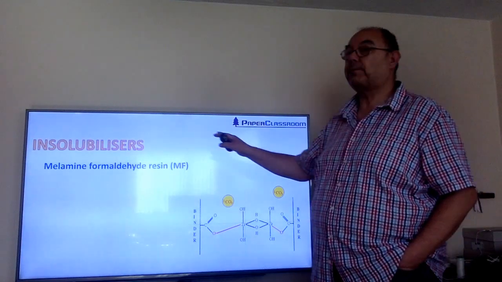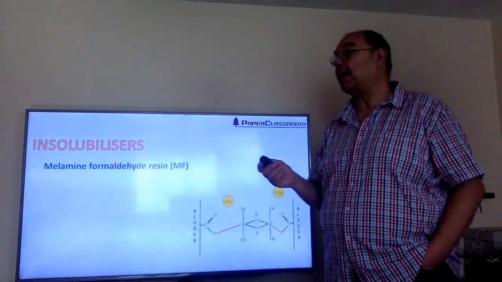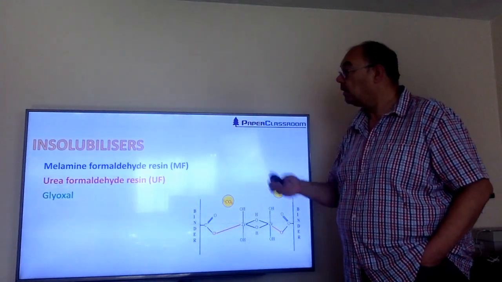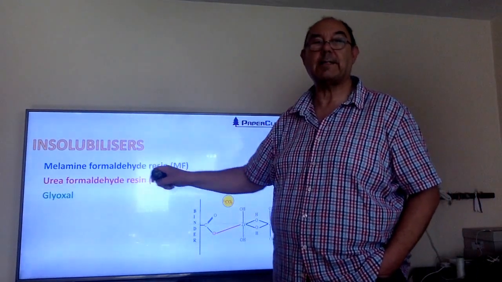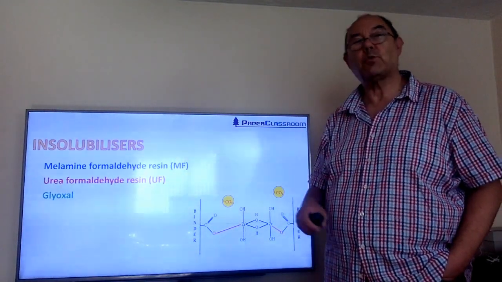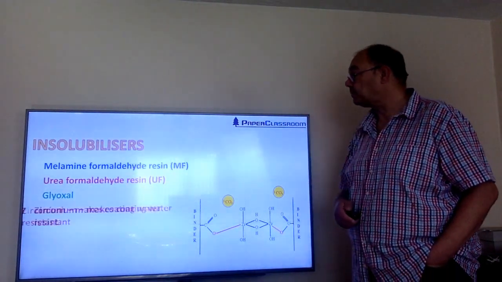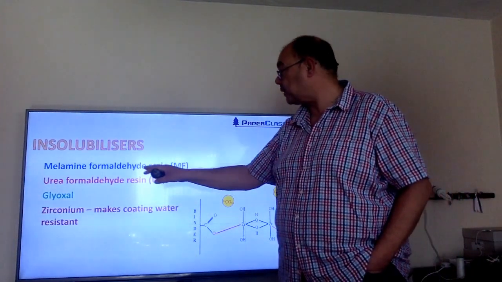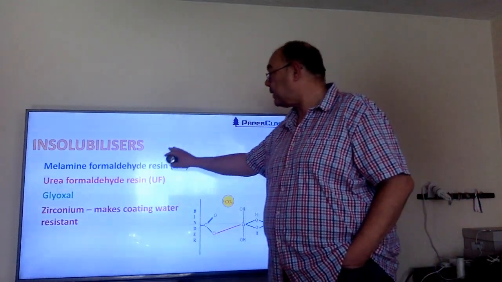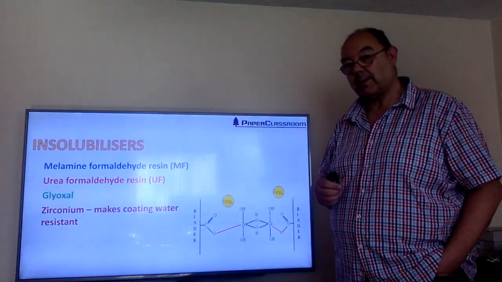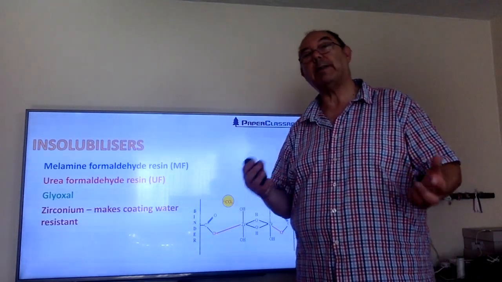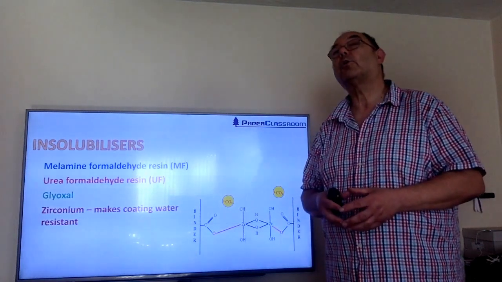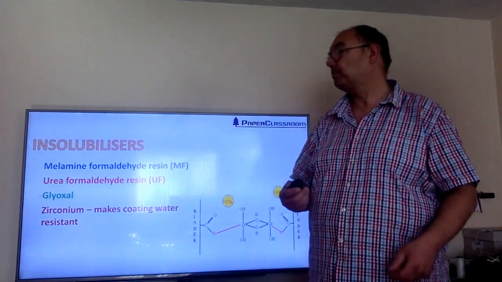The first types of materials that we used were things like melamine formaldehyde resins and urea formaldehyde resins. Glyoxal is fantastic with starch, but doesn't work as well with latex-based coatings. The modern type of insolubilizer is based on zirconium. And whereas these first three make the coating water repellent and protect it in that way, zirconium doesn't make it water repellent. Zirconium makes it water resistant.